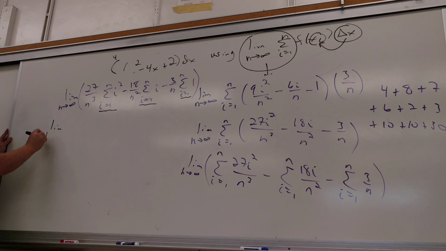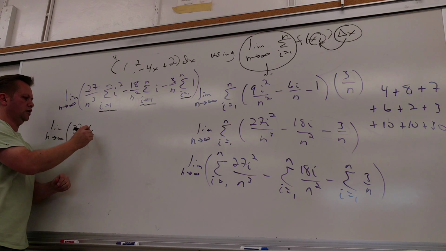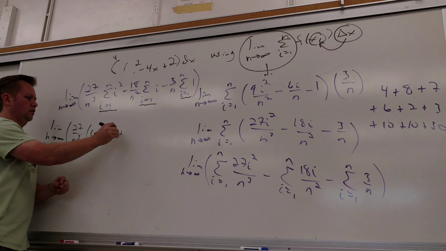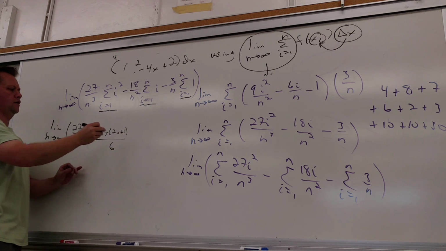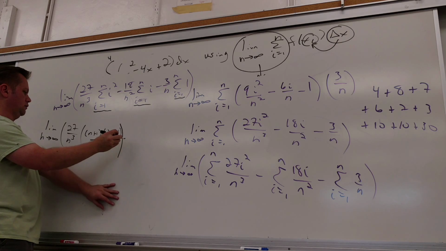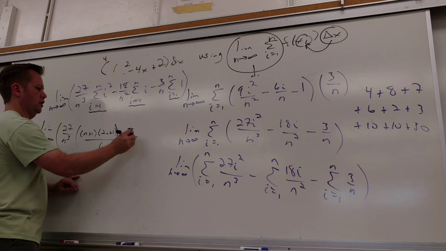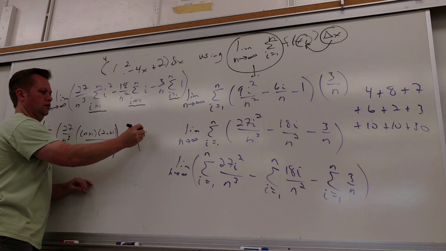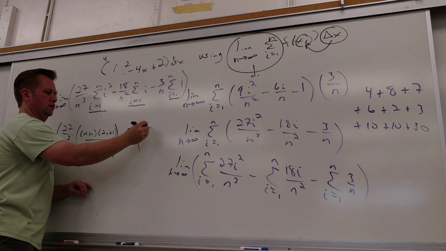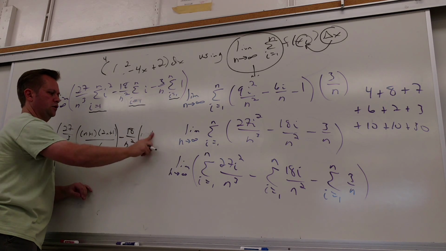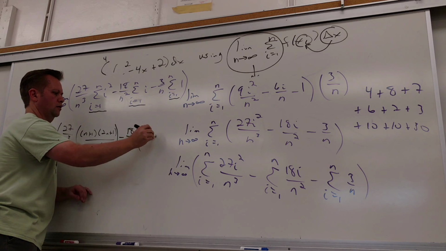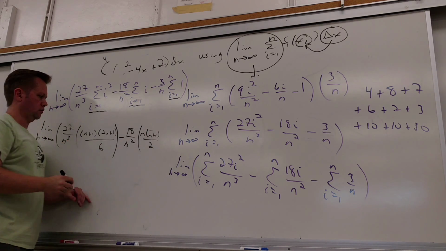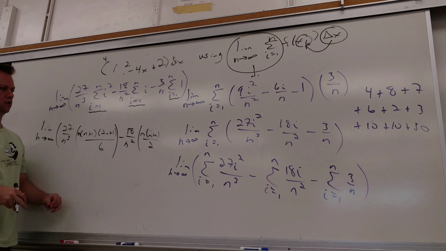n times n plus 1 times 2n plus 1 over 6. Yeah, do it again for me. I always forget that one. n times n plus 1 times 2n plus 1 over 6. That one? Yeah, okay. And then minus 18 over n squared, n times n plus 1 over 2. It should be n times n plus 1, yeah. So there is also an n. There's an n here, right? Yeah. Okay, thank you.